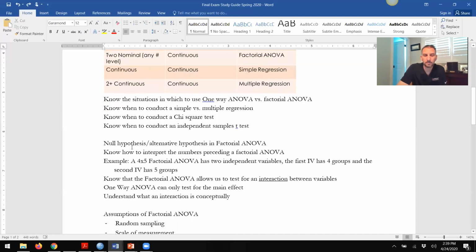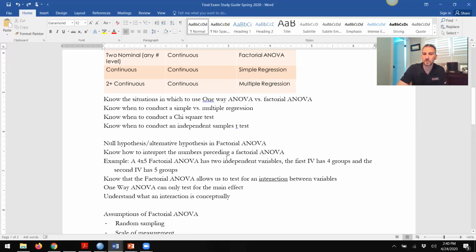Okay, then the next set of questions are about factorial ANOVA. In the multiple choice section, I present you with the factorial ANOVA output, and I ask you to walk me through the findings, the major findings. You're not actually doing SPSS in this section, you're just trying to explain it and interpret it. So one part is to know how to interpret the numbers preceding a factorial ANOVA.